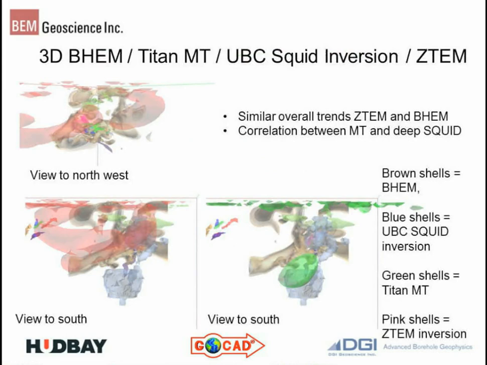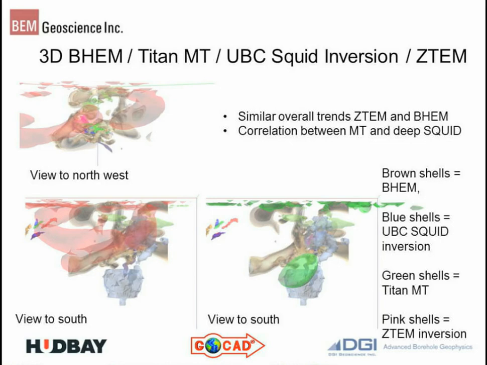And then on top of that, we have the red now, or the pink, is a ZTEM inversion isosurface, and that correlates quite well with the general trend of the borehole EM conductors. And then the green now is the Titan MT inversion result, and you can see that correlates pretty well. It also picks up sort of a deeper feature similar to what the ZTEM sees.